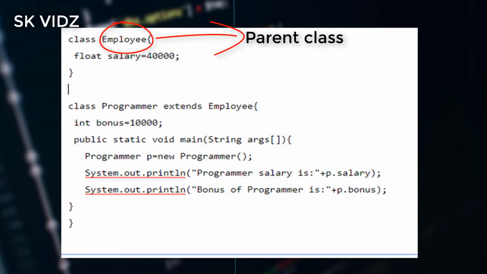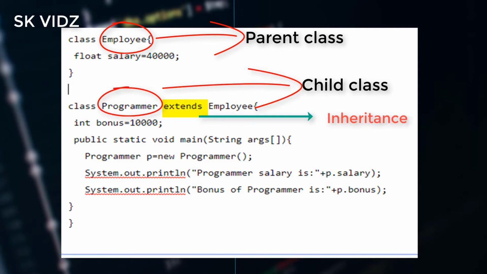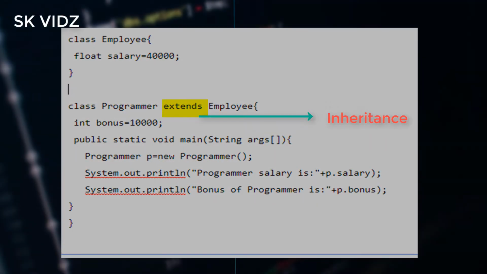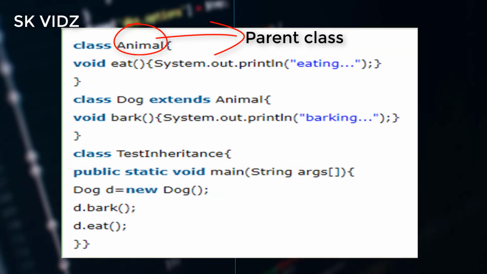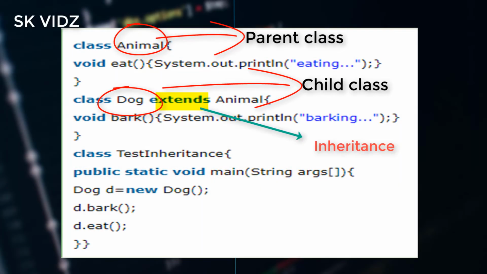In this example, employee is the parent class, programmer is the child class, and extends is used to inherit. In this example, animal is the parent class, dog is the child class, and the extends keyword is used to inherit.